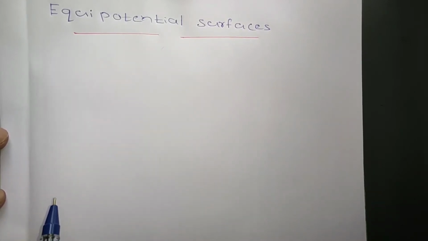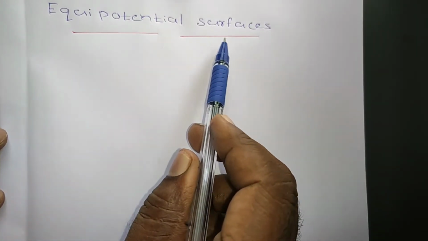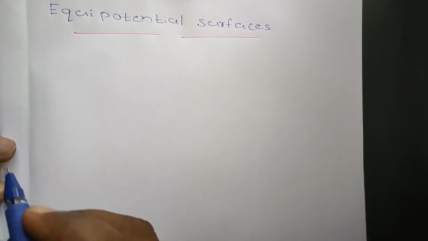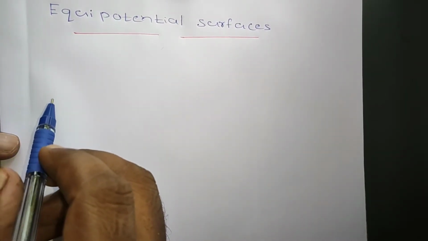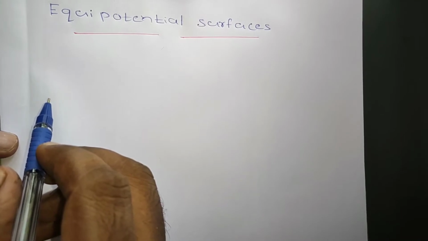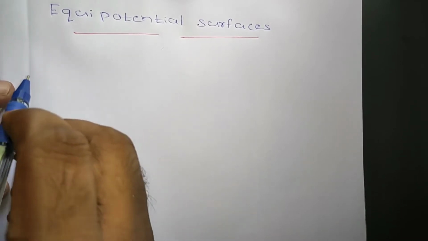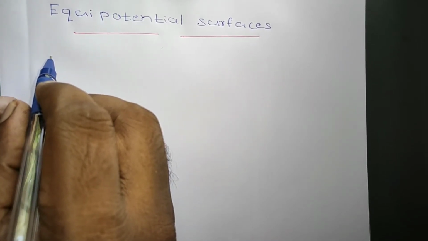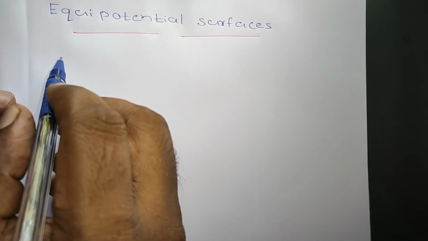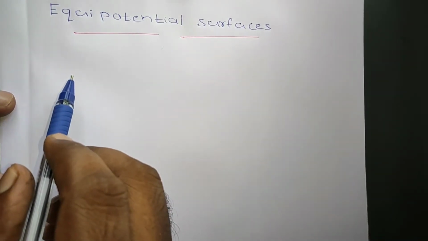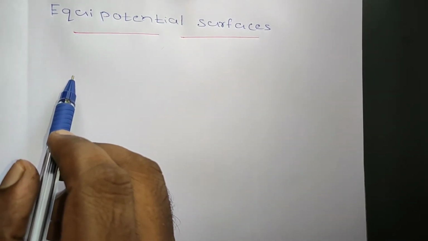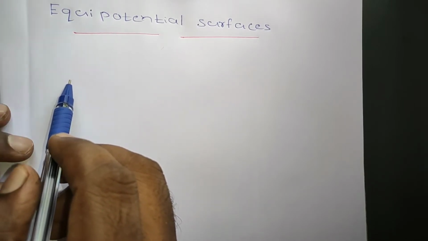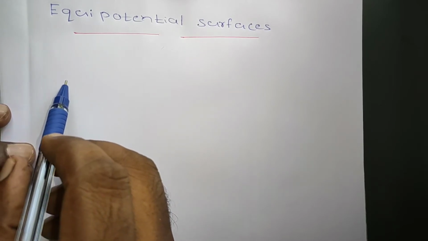In this video, I am going to discuss equipotential surfaces. So what is an equipotential surface? The name itself says it: equipotential, that means an equal potential surface. In that surface, the electric potential value is the same. All the points in that surface have the same potential. So we can define the equipotential surface like this.